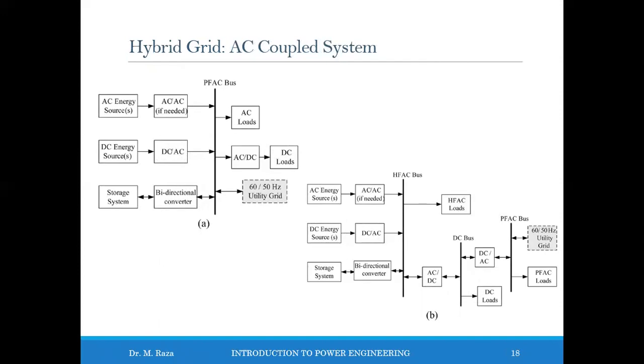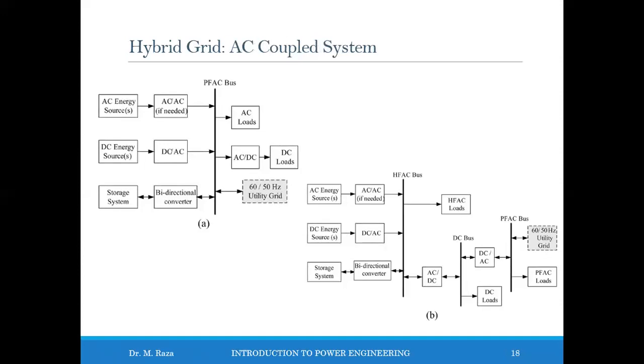AC coupling can be divided into two subcategories: power frequency AC coupled and high frequency AC coupled system. The schematic of a power frequency AC coupled system, which is abbreviated as PF-AC coupled system, is shown in figure A, where the different energy sources are integrated through their own power electronics interfacing circuit to a power frequency AC bus.